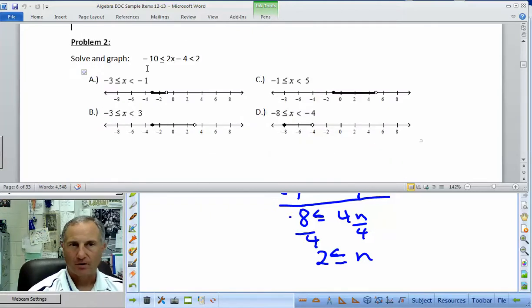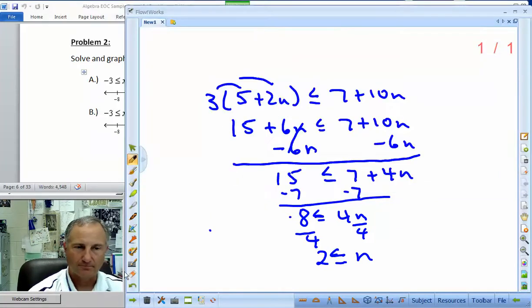Problem 2. All right, negative 10 less than or equal to 2x minus 4 is less than 2. This is a compound inequality right here because it's 2 in 1. You're going to solve this problem on the left and this problem on the right. We're going to do them at the same time. When I add my 4, I'm going to add it to both ends as well as the middle, and then the same when I divide out the 2. Okay, so let's see what that's going to look like down here.